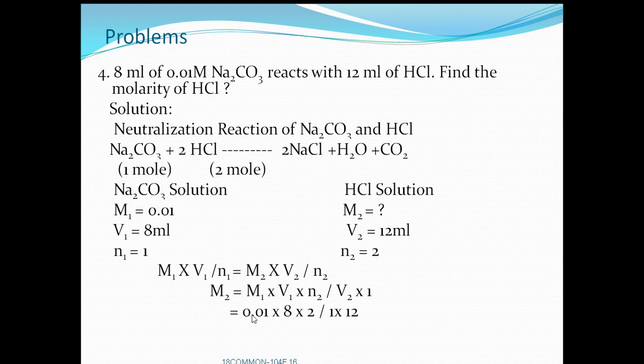This is 0.01 into V1, 8, into N2. N2 how much? 2, by V2. V2 is 12. Next, into N1, how much? 1, so divided by 8. Okay, so here observe, there is a small mistake here. So finally we get the answer 0.05 M of HCl. This is the M2 value. We got this answer.